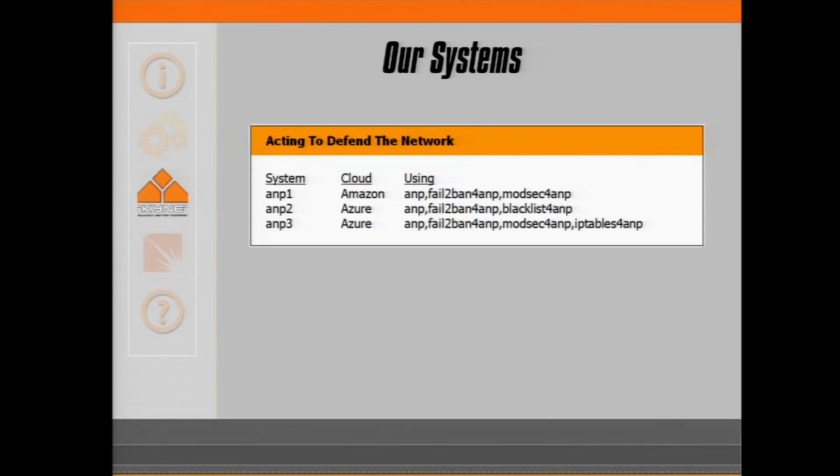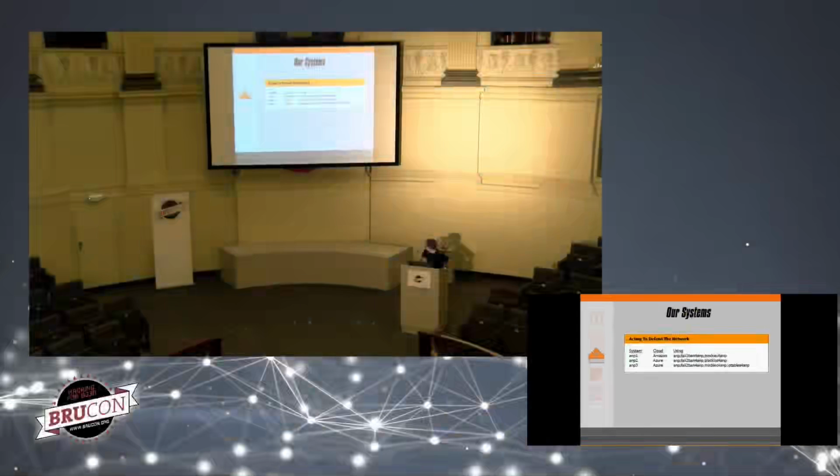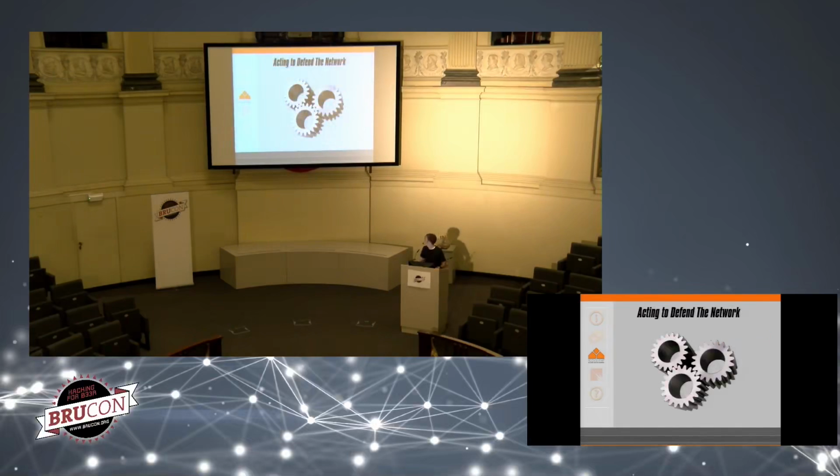Various interfaces. The first one has a fail-to-ban interface and ModSec. The second one in the Azure cloud has a fail-to-ban interface and a blacklist interface, and then we have the third one in the Azure cloud running ANP, also with the fail-to-ban interface, ModSec, and IP tables. Hopefully we can see that.